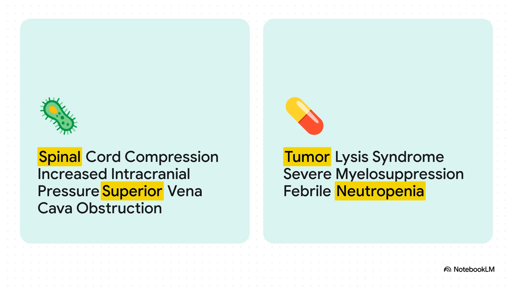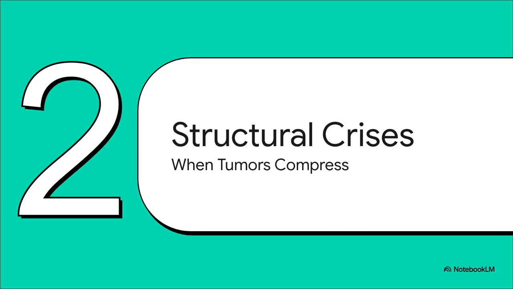Then on the other side, you have problems caused by our treatments. Think of something like Tumour Lysis Syndrome. This is a metabolic crisis. It happens when the treatment works so well, so fast, that the system gets totally overwhelmed. Having these two buckets in your head is a game changer for anticipating what kind of trouble you need to be looking out for.